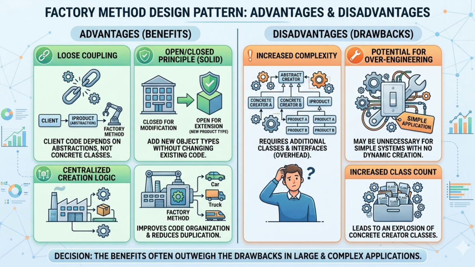However, the factory method pattern also has some drawbacks. One of the main disadvantages is increased complexity, as it requires additional classes and interfaces. For simple applications, this may be unnecessary and can make the code harder to understand. Another drawback is the potential for over-engineering. If the system does not require dynamic object creation or multiple implementations, using this pattern may add unnecessary overhead. Despite these disadvantages, the benefits of the factory method pattern often outweigh its drawbacks, especially in large and complex applications.